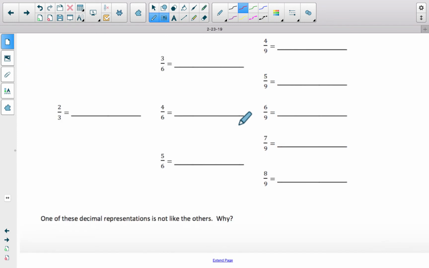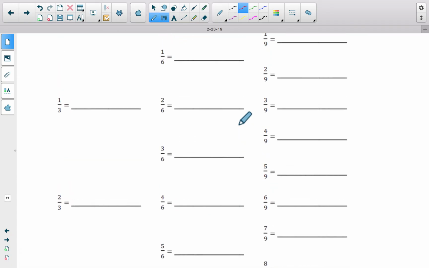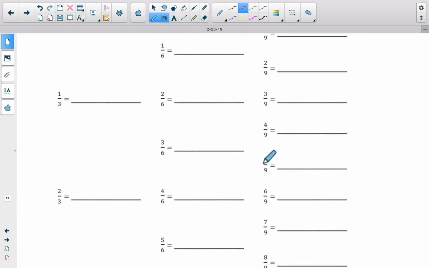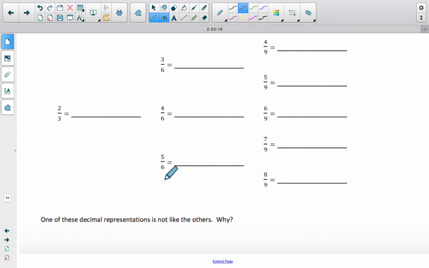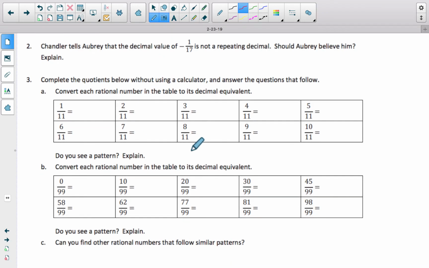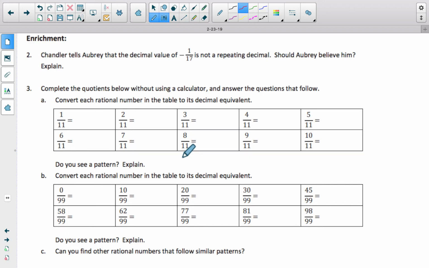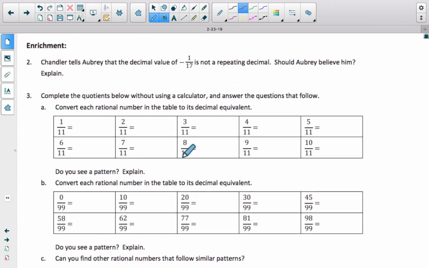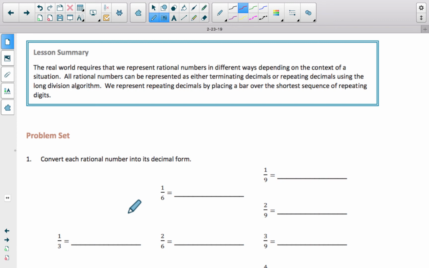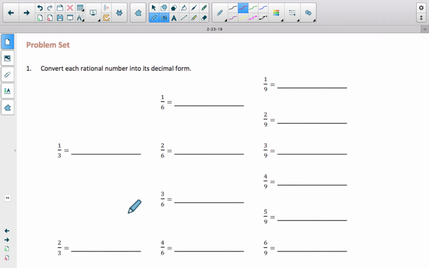So for this problem set, I want you to go through and convert each of these fractions into their decimal form and then pick the one that is not like the others and explain why it is different. In addition, there is an enrichment that I am requiring that you do. Think of the enrichment as an extension of the problem set. Do questions 2 and 3 here. When you are done with the problem set and the enrichment questions, come back and check the video, and that will wrap up this lesson.